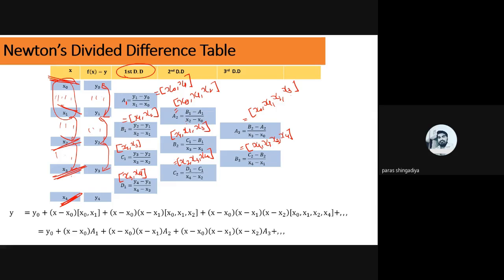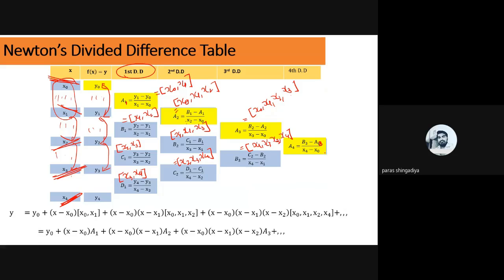And by using these two values, we'll get our last answer, called the fourth divided difference, a4. a4 is equal to b3 minus a3, not a0, divided by x4 minus x0. Because a4 will cover the boundary x0 to x4, in the denominator it will be x4 minus x0: the last value of the x column minus the first value of the x column.